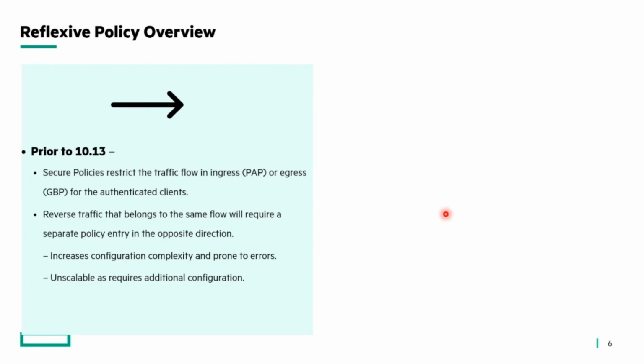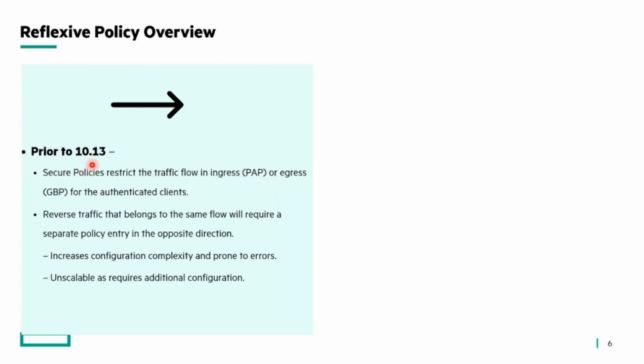Let's start with the reflexive policy overview. Before we understand any feature, it is important for us to learn about the pre-existing behavior corresponding to that feature. So let's see what the pre-existing behavior is before this feature's introduction.